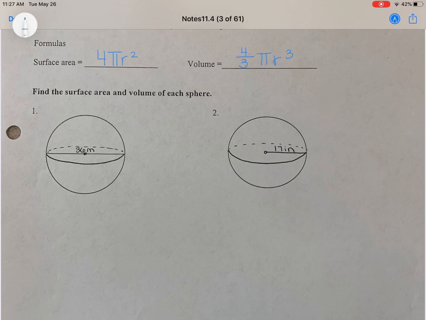So what I'm going to do is just do 2 examples with you guys. And that sort of explains sphere. Sphere is usually the easiest. That is why they combine it all into one lesson.